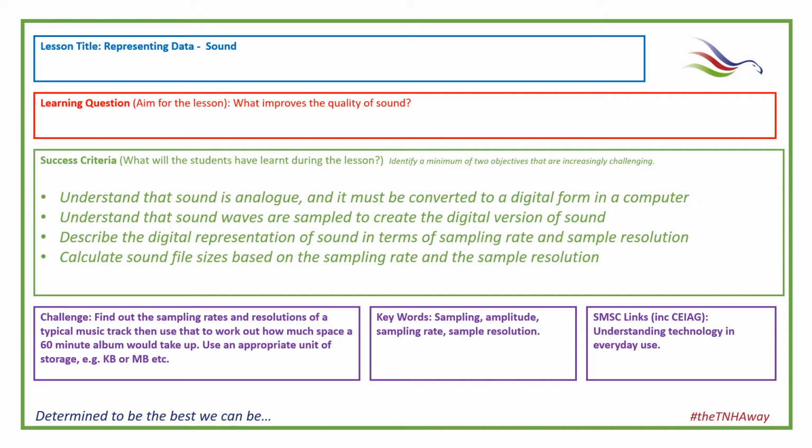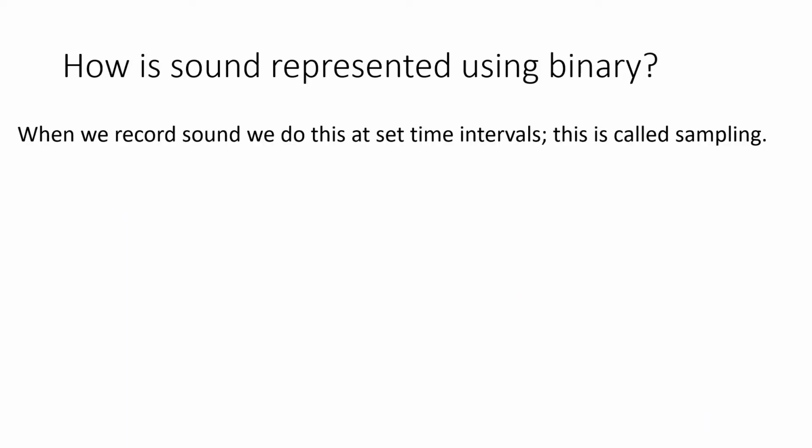Know that sound is analog, continuous, and we have to convert that to a digital form for a computer. We know that the sound waves are sampled to get you that digital version. You're going to learn about the terms sampling rate and sample resolution. And you're also going to be able to work out file sizes for sounds using those two terms, sample rate and sample resolution. Well, let's go and see how we do all that.